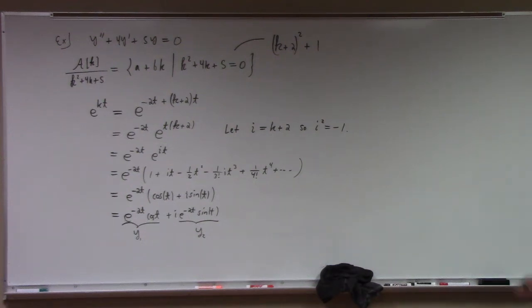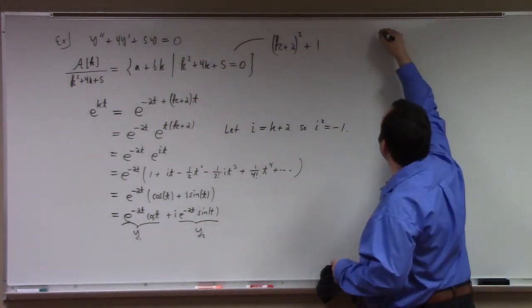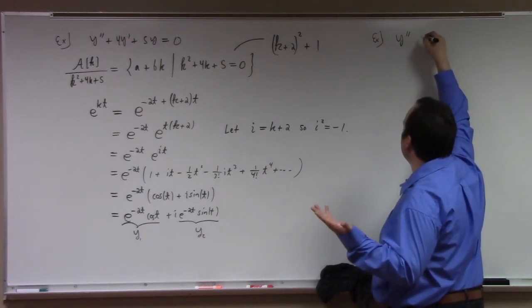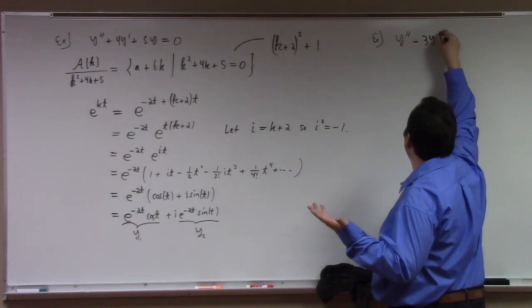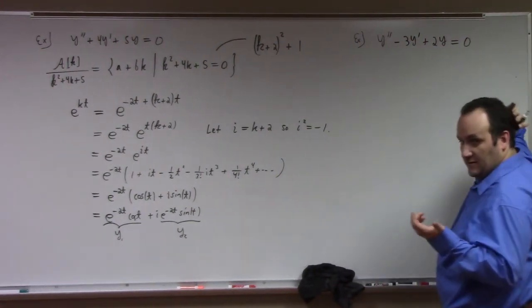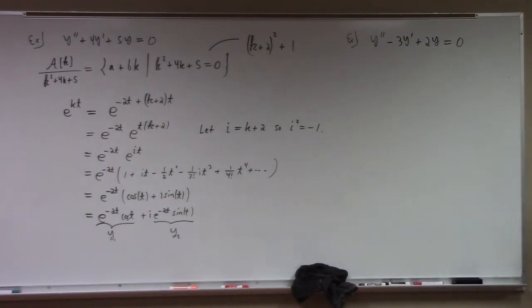How about this one? So what's a distinct root case? How about this? y double prime, here's my favorite one, I don't know, minus 3y prime plus 2y equals 0. That's a pretty nice one, right? Here you're looking at characteristic values of 1 and 2.